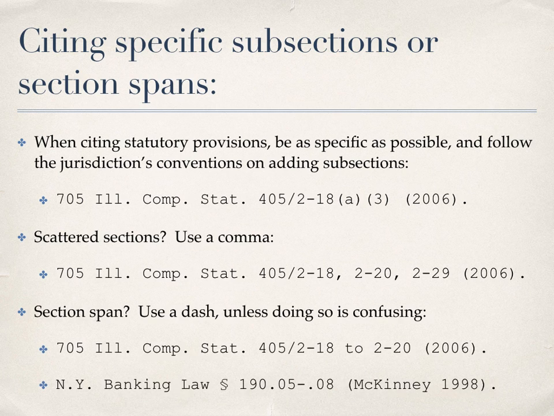What about where I want to cite to a section span? You'll remember my very first example that I gave you from the federal code was for the Indian Child Welfare Act, and I put a dash between the first section and the very last section of that code. Well, in the state system, we're also going to use a dash, unless doing so is confusing. Now notice, in our Illinois statutes, we automatically have a dash in each of our section numbers. So using a dash would be pretty confusing. So instead of using a dash, I'm just going to put in the word to. In New York, on the other hand, they don't have any internal dashes already built into their cites, so I can simply put in a dash to indicate a span of sections without using the word to.